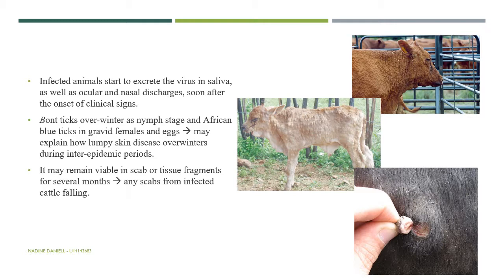The virus is spread into the environment when the animal starts to secrete saliva as well as ocular and nasal discharge. Bont ticks and African blue ticks have mechanisms of overwintering, which may explain how lumpy skin disease overwinters during inter-epidemic periods. The virus also remains viable in a scab or tissue fragments for several months, meaning that any scab or infected tissue that is spread into the environment can infect other cattle when it comes into contact with them.